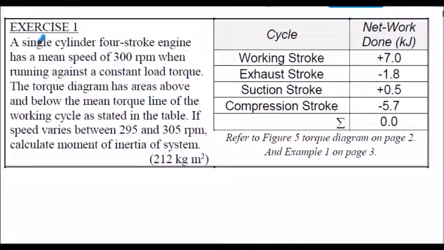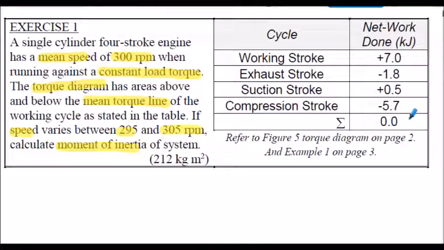Exercise 1. In a single cylinder four-stroke engine, we've got a mean speed given to us, 300 RPM, and we're running against a constant load torque. The torque diagram has areas as shown in the table above and below the mean torque line. They were given to us in kilojoules for the complete working cycle, so that's in the table. Speed variation is between 295 and 305 RPM. We've got to calculate the moment of inertia for the system.